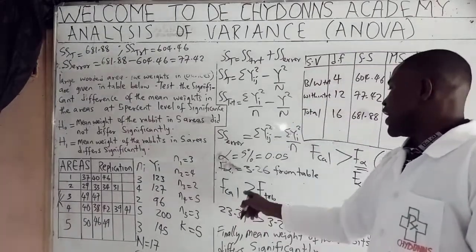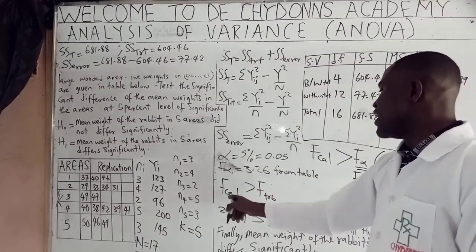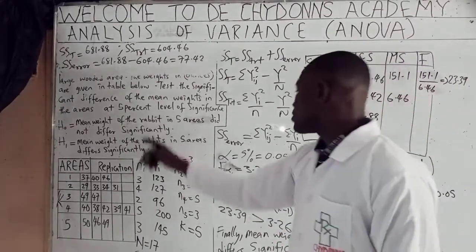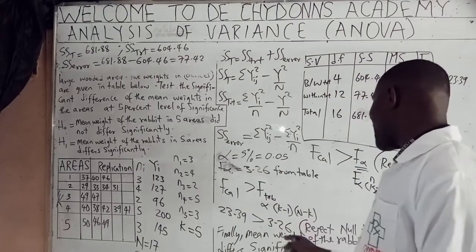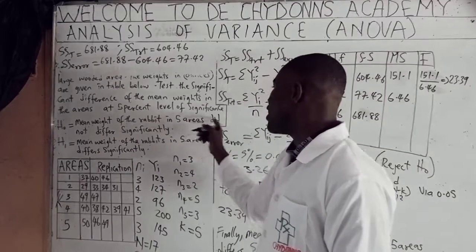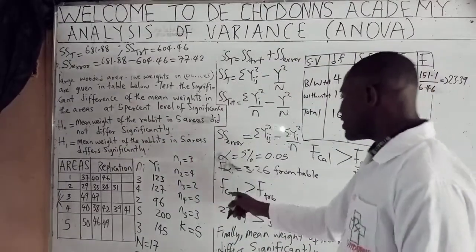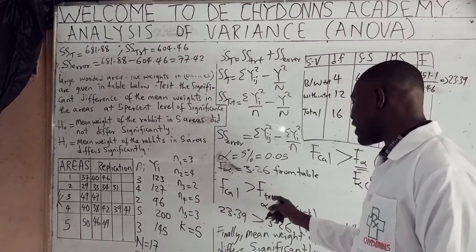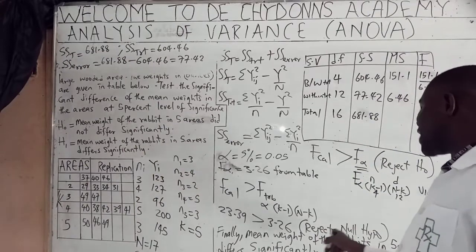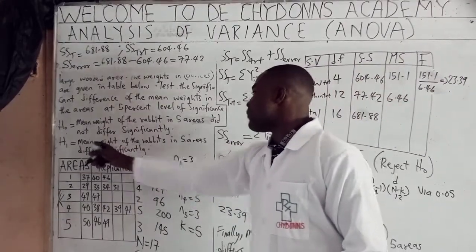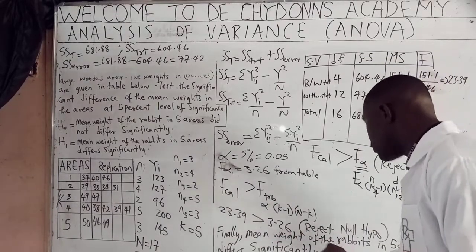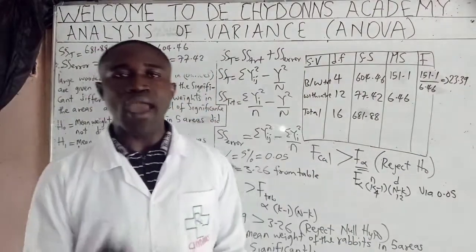But if this is not greater than the F table, I will say that I will accept the null hypothesis. That is saying that mean weight in 5 areas did not differ significantly. But because the F calculated is greater than F table, we now say we take the alternative hypothesis and reject the null hypothesis. Then taking the alternative hypothesis means we say mean weight of the rabbits in 5 areas differs significantly. Full stop. That is how to solve one-way ANOVA.